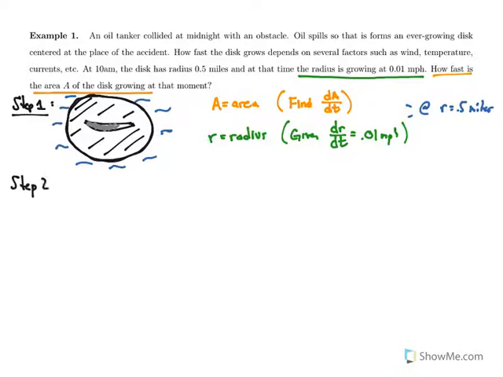So step 2, this is what's really going to change from problem to problem, other than the variables we're going to be looking for, is what equation do we have that can relate these two variables together. And in this case, we could use the area of a circle. A is going to be equal to pi r squared. And remember that we actually have functions of t. Area is a function of t. R is a function of t. So when we take this derivative, we have to do implicit differentiation.